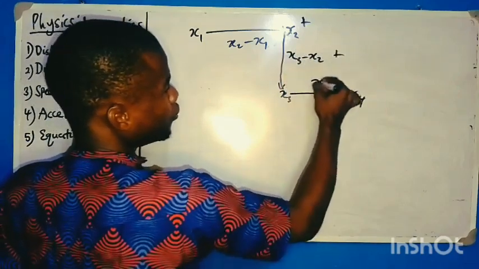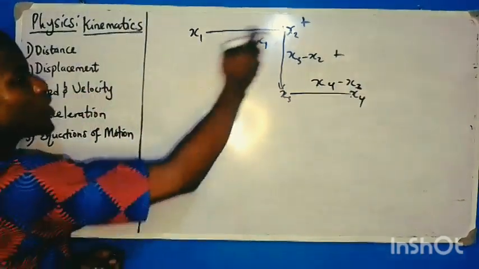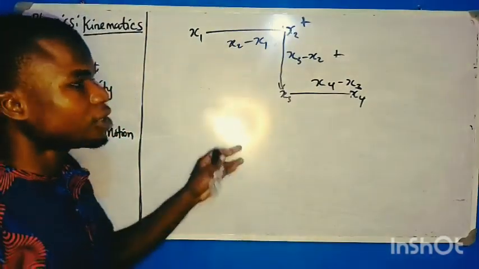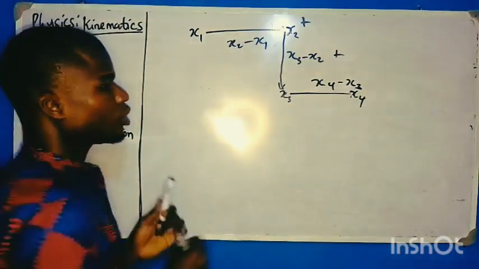plus x4 minus x3. That's to say, we know the space between x1 and x2, we add it to the space between x2 and x3, we add it to the space between x3 and x4. That's the distance that the body has covered.